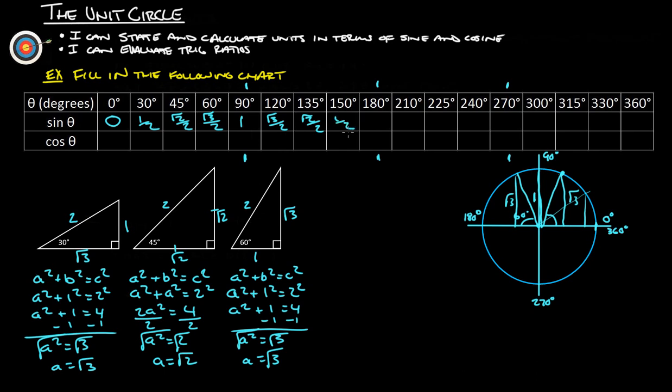1/2 goes here, and this 0 goes here. And now we've hit another reflection spot here. So this 1/2 is going to go here. But here's a little key.